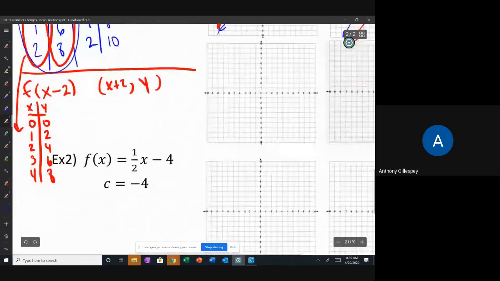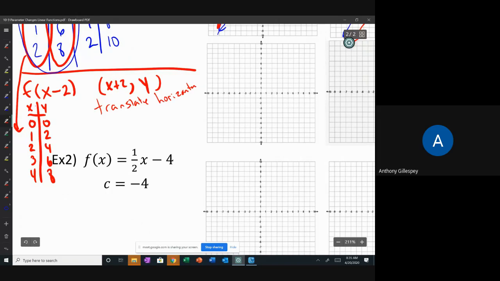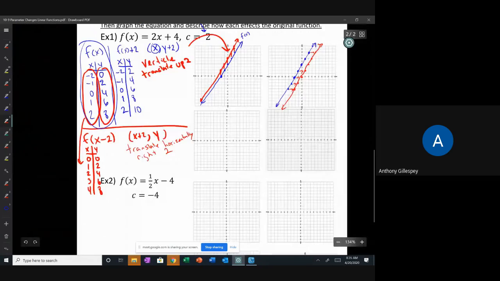So can I describe this in words? Yes. It's going to translate the graph horizontally right 2. There we go. Any questions there?